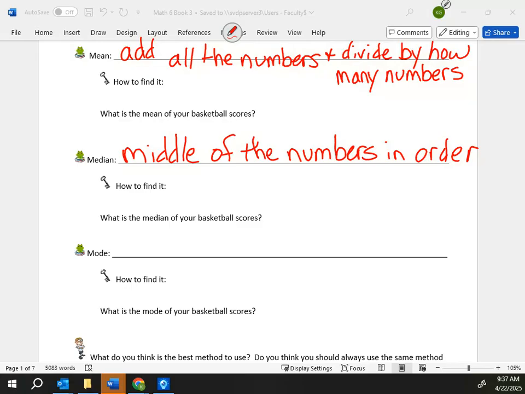What does mode mean? Emma? Most. Which number do you see the most? Median. If it's an even number, what do we have to do? Emma? Add the 2 numbers together and divide by 2. So the median, there can be only 1.